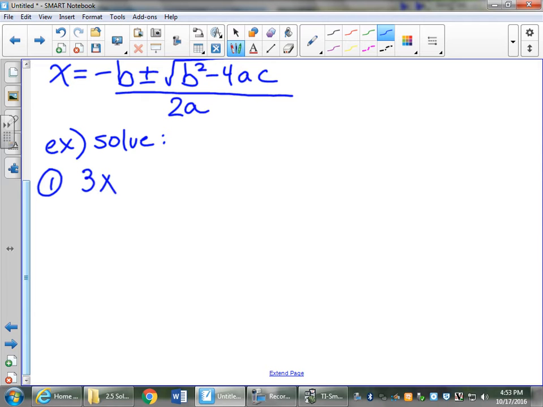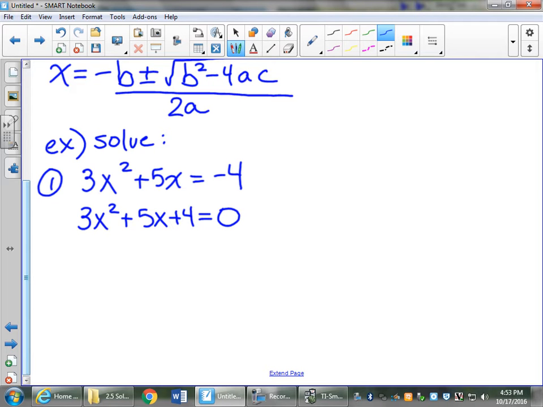So 3x squared plus 5x equals negative 4. Okay, I'm going to set it equal to 0. So I'm going to add the 4 over. This is unlike the square root method. In the square root method, you're trying to get everything away from x. You're not doing that with this strategy.